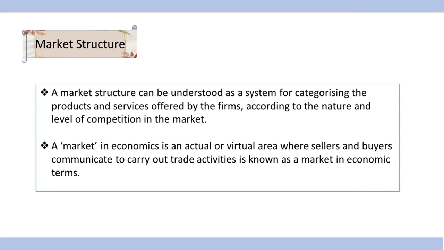In market structure, there are four popular types: perfect competition, oligopoly market, monopoly market, and monopolistic competition. The market structures show the relations between sellers and other sellers, and sellers and buyers. So there is an interaction between sellers and sellers, and between sellers and buyers.